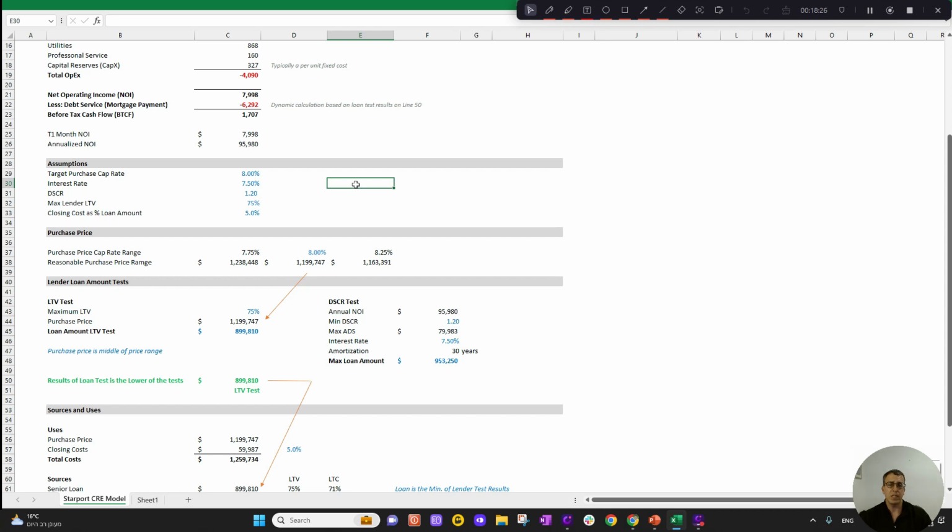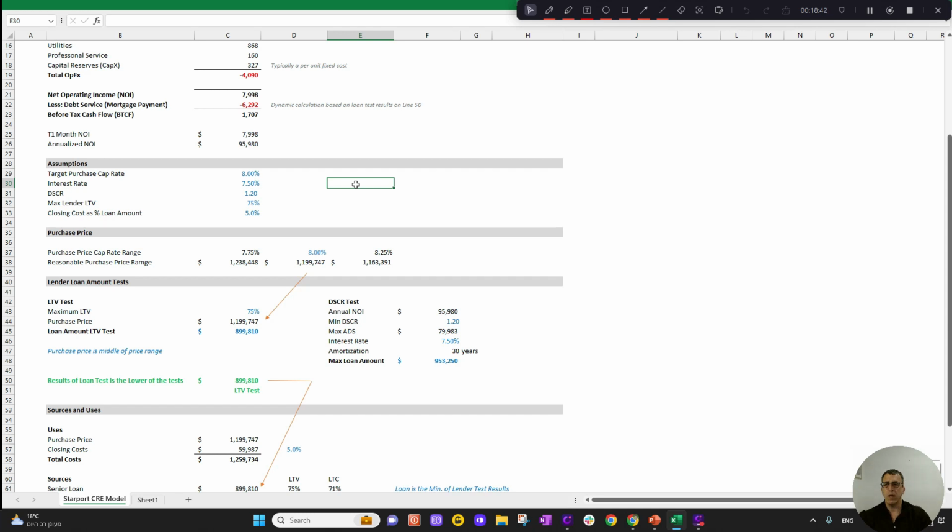DSCR, what we think is a reasonable DSCR for this type of property and this kind of borrower. Max lender loan to value. Again, what are typical LTVs for this particular property in this market? And closing cost, what we want to estimate our closing costs are going to be as a percentage.